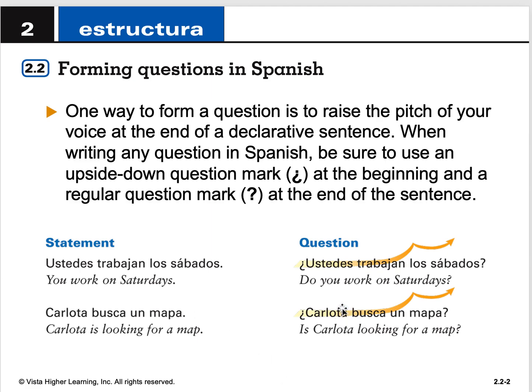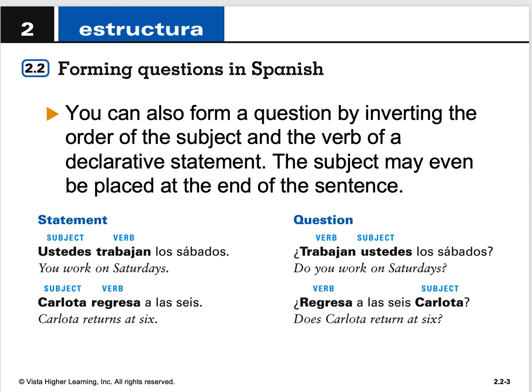And so if I said, ¿Ustedes trabajan los sábados? That would be like the octave up that I'm going in my tone to indicate this is a question. ¿Carlota busca un mapa? Again, you're giving that nonverbal cue of, hey, this is a question, because you don't see it in writing.